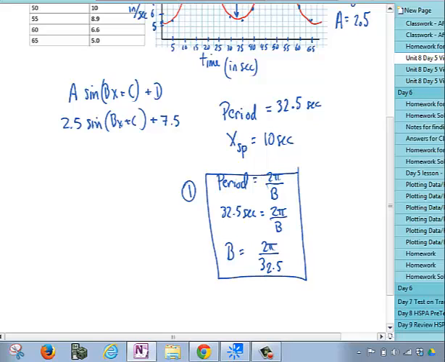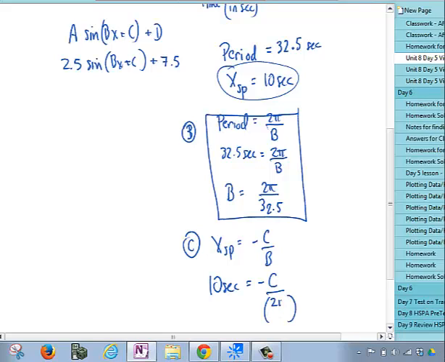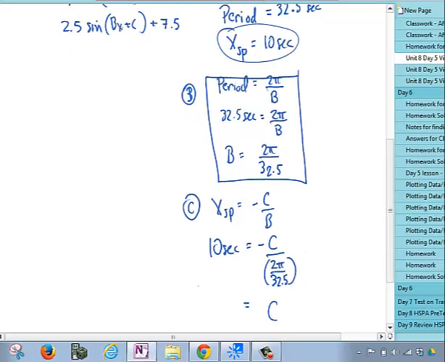So this is the B value calculation. For the C part of the calculation, we said that the starting point is equal to negative c over b. Because we picked a starting point of 10 seconds, we're going to put 10 seconds in here. That's going to equal the c value, which is the phase angle, divided by our frequency, which is going to be the complicated part, 2 pi over 32.5. When we cross multiply that, we get c equal to 20 pi divided by 32.5, because 2 pi times 10 is 20 pi, and you can figure out what that decimal would be, and it's negative.